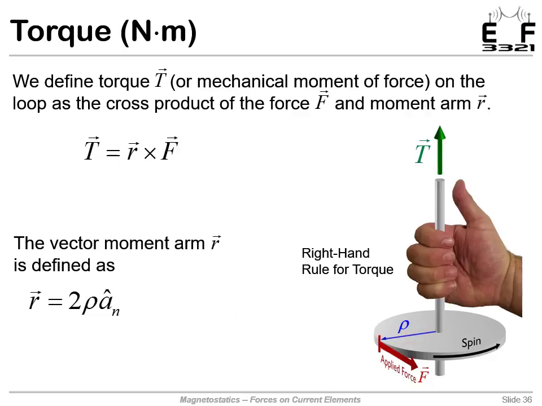And it follows a right-hand rule. So if our fingers are turning in the direction that the rotation would happen, our thumb points in the direction of torque. So the vector moment arm has units of meters. Our force is, of course, newtons. That means our torque has units of Newton meters.